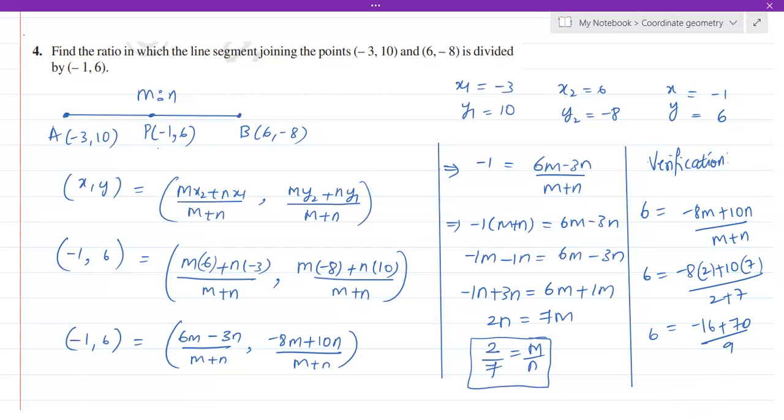So what we have got is 6 is equal to 54 by 9. 54 by 9 is 6. So what we have got is 6 is equal to 6. So LHS and RHS are same. Therefore, this value 2 is to 7 is correct.